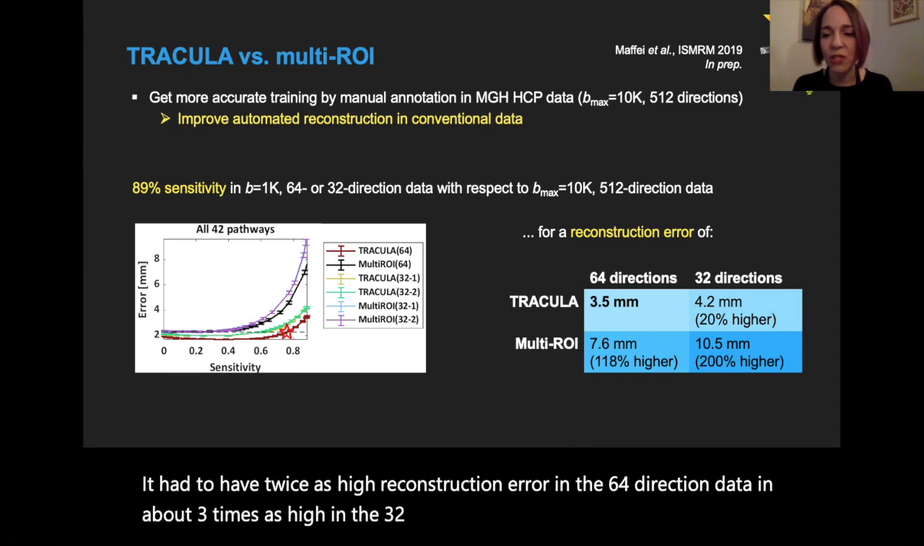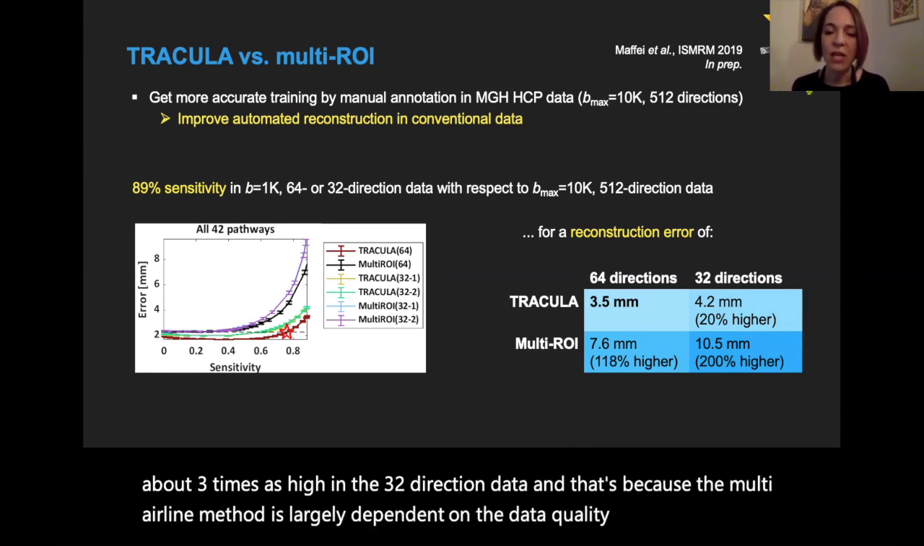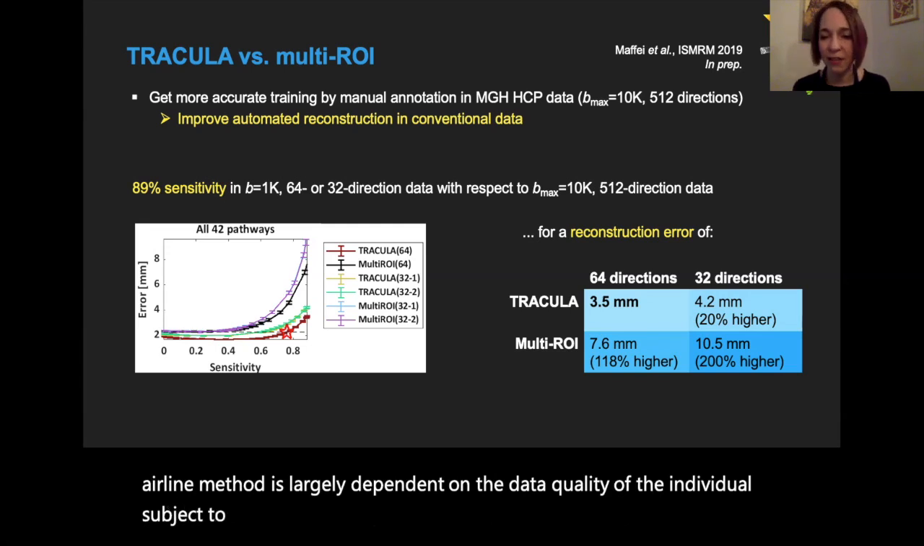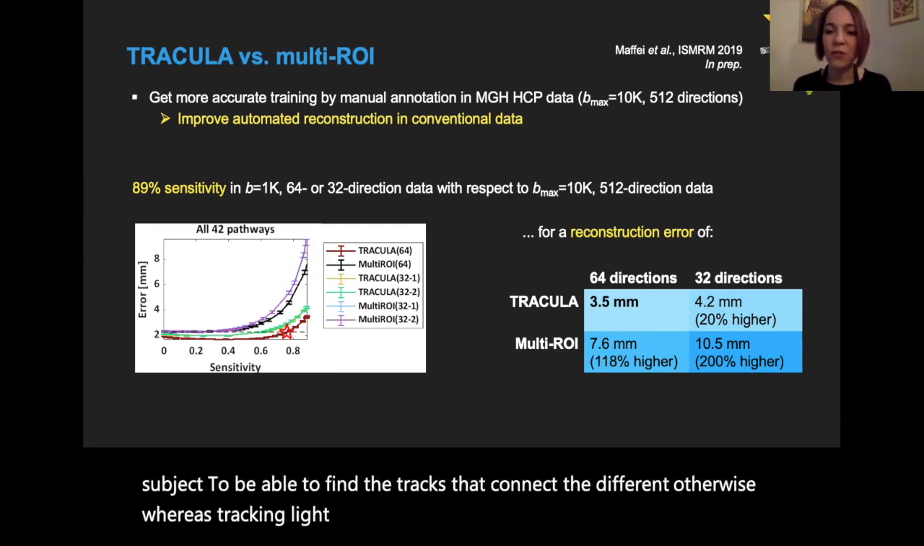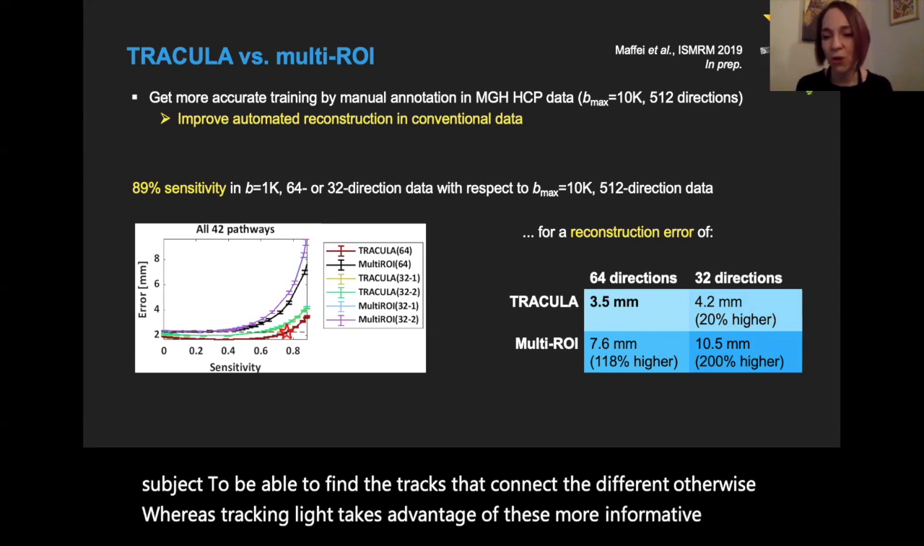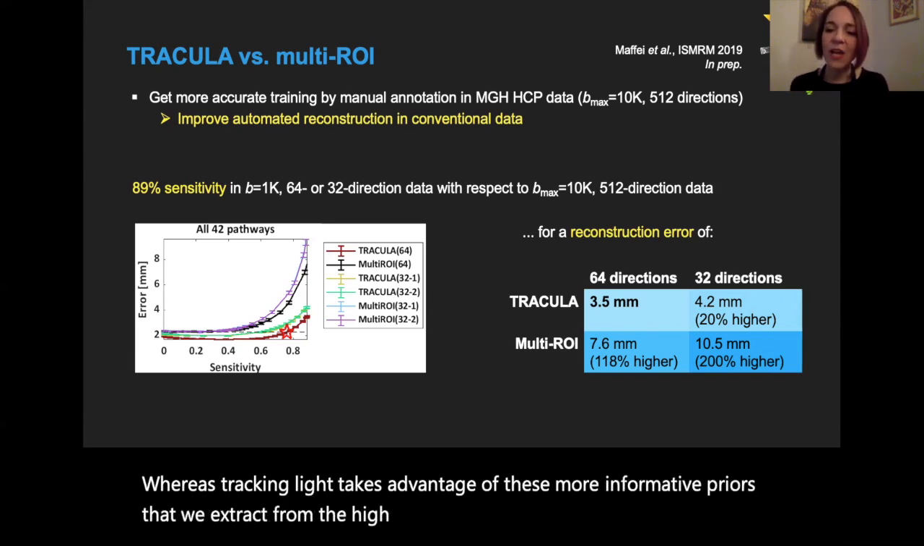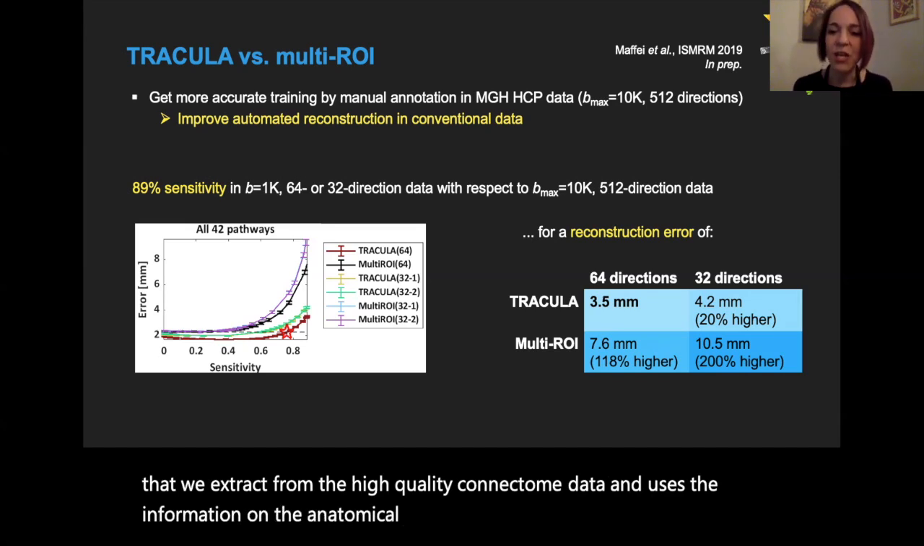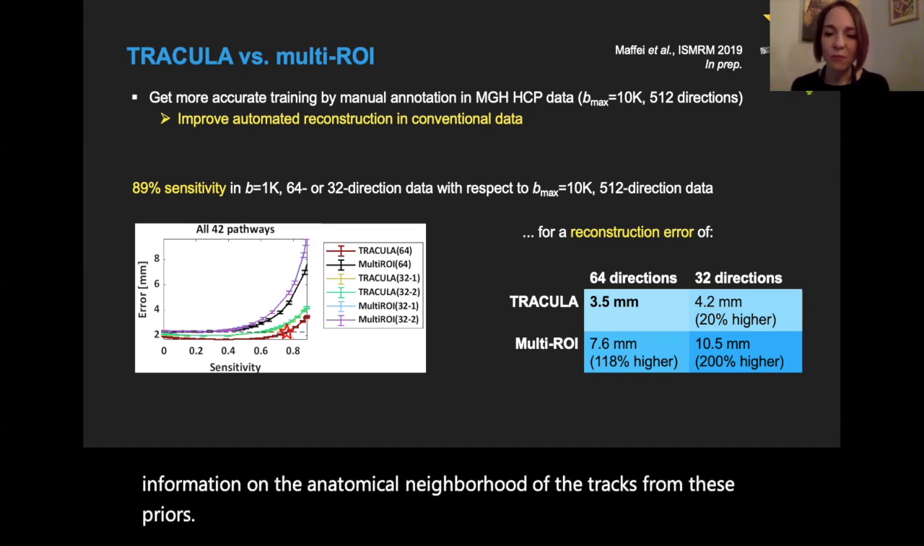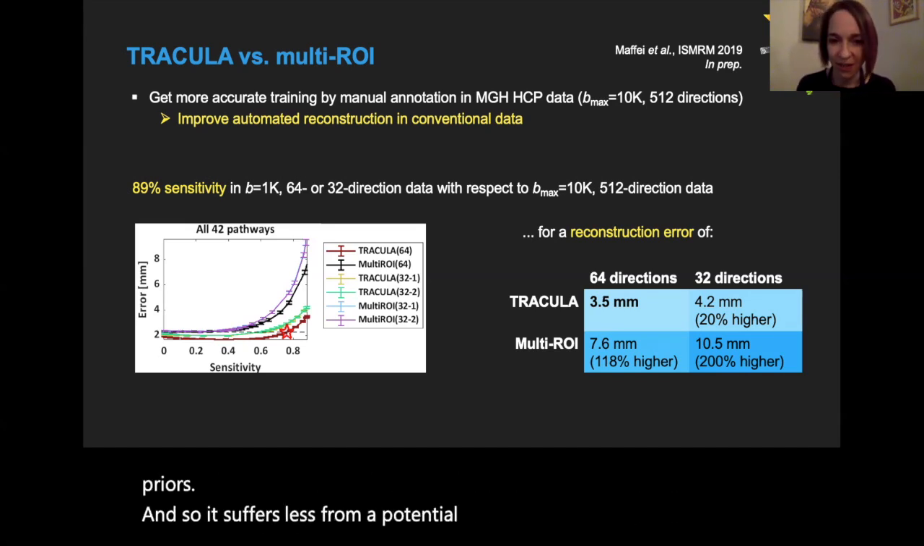And that's because the multi-ROI method is largely dependent on the data quality of the individual subject to be able to find the tracks that connect the different ROIs, whereas TRACULA takes advantage of these more informative priors that we extract from the high quality Connectome data, and uses the information on the anatomical neighborhood of the tracks from these priors. And so it suffers less from a potential drop in the quality of the test data.